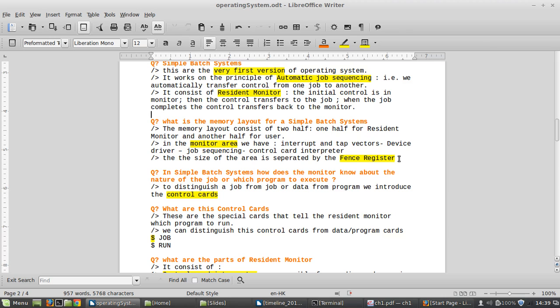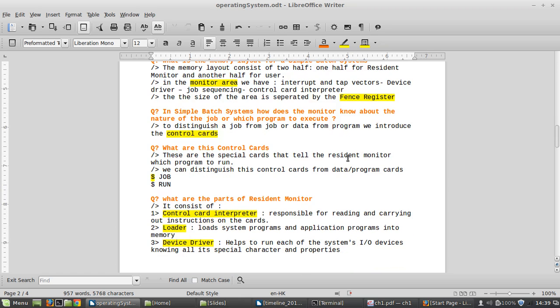the second half is for the user. Okay, in the monitor area we have the interrupt and trap vector, to call the interrupt, and then we also have the device driver, job sequencing, and control card interpreter, so everything is there. And what defines the size, how big is the first half? Okay, the size is determined by the fence register.